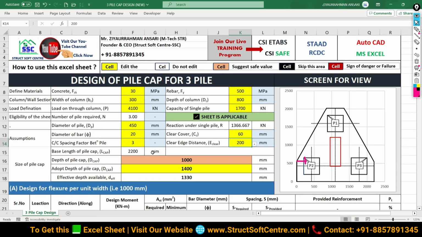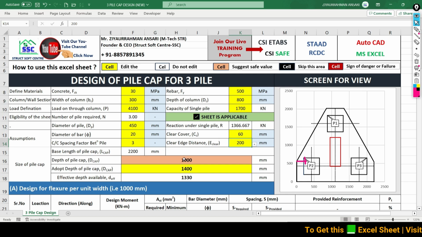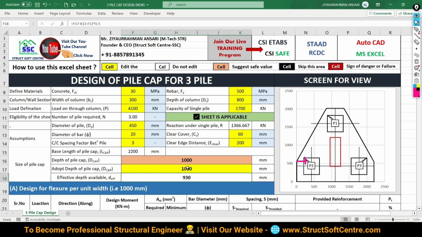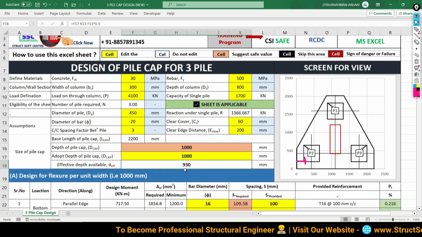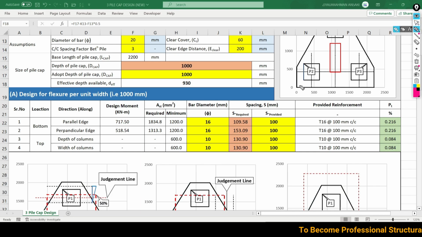You can see this. Now, the orange color cell will suggest the safe value. So depth of the pile cap as per the suggestion is 1000. You can consider depth of the pile cap as 1000. That's why I'm going to consider it as 1000. If you would like to go on the slightly safer side, you can take 1200, 1400 as per your consideration. So I'm going to take it as 1000 only. Now finally, the sheet is going to do the flexural design. The sheet is going to find out the reinforcement along the parallel direction and along the perpendicular direction.